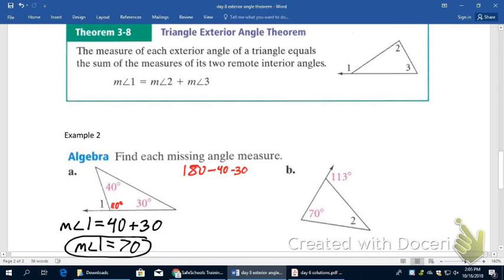Now in this next problem, the 113 degrees is the exterior angle. So 113 degrees equals the sum of the remote interior angles, which are 70 and angle 2. So 70 plus the measure of angle 2. Now what I have to do on this problem is subtract 70 to finish it off, and I get 43 for my angle.